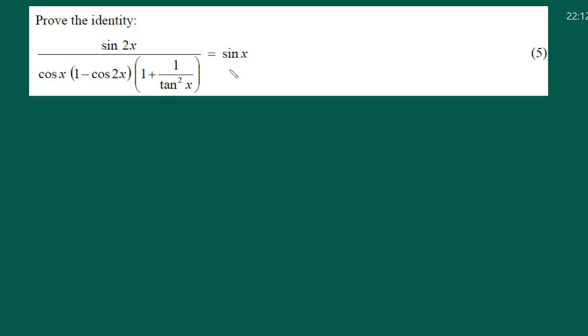And it's just equal to sine. Sure. Then you just leave it. No.